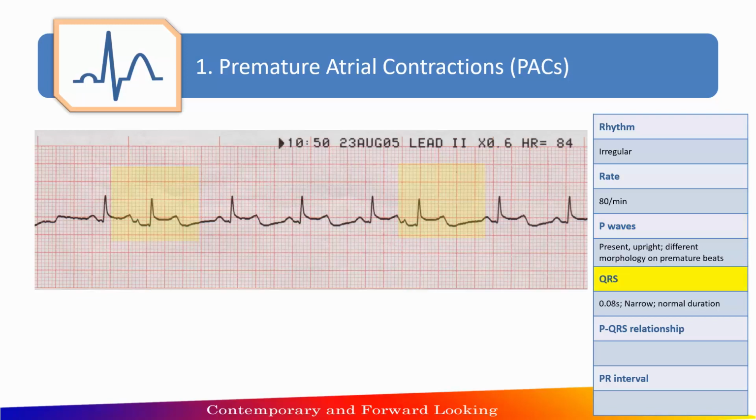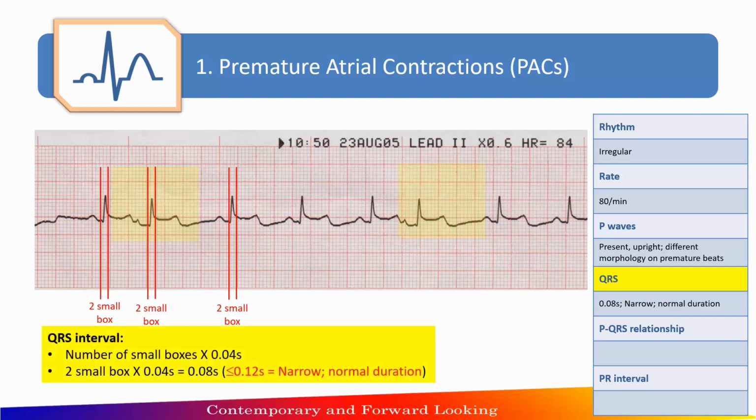Our next task is to calculate the QRS interval. To do this, simply draw downward lines at the beginning and the end of the QRS wave and count the number of small boxes in between them. Here, we see that the QRS intervals are consistently 2 small boxes wide across the strip. As such, the QRS interval is 0.08 seconds. The normal QRS interval is 0.12 seconds or less. As such, the QRS in this rhythm strip is regarded as narrow.